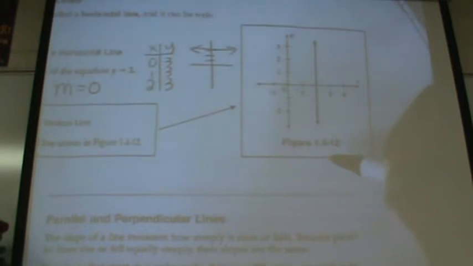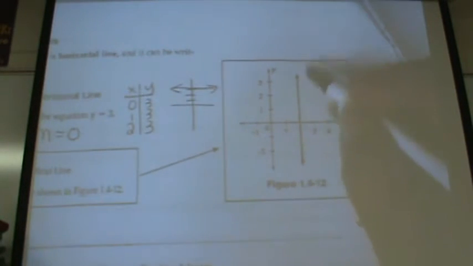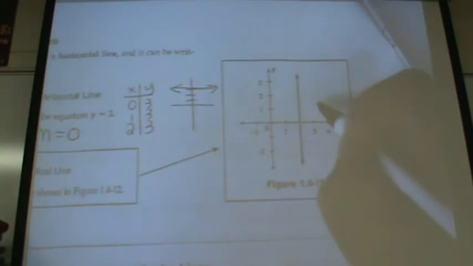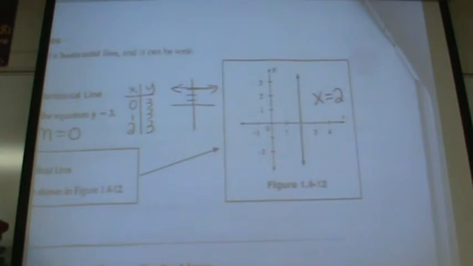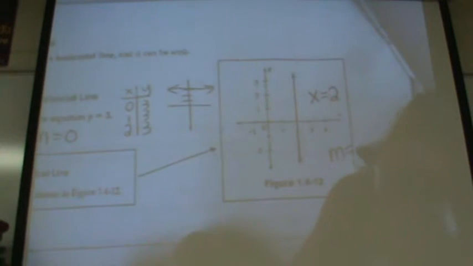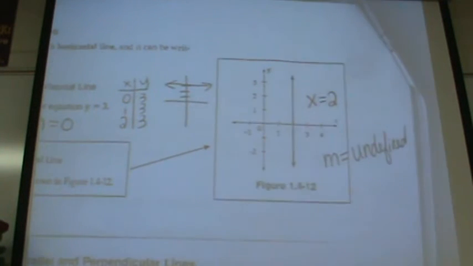Well, what about if it's a vertical line? What's the equation of this line? If I asked you to tell me what's the equation of this line, what is it? x equals 2. Now, if I ask you what's the slope of that line, what would you say? Undefined. Good. So you remember all the differences of these special kinds of lines, undefined slope. Okay?